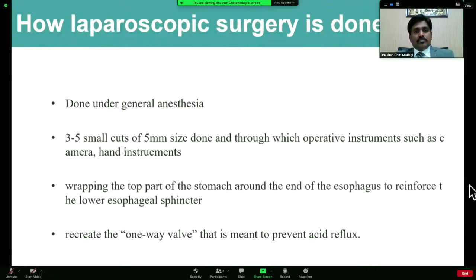Laparoscopic surgery is a very minimally invasive procedure, done through very small cuts, around 3 to 5 small cuts of approximately 5 millimeters. Through these, the surgeon puts instruments inside to operate, using a camera and handheld instruments. I'll show you a brief video of how it is done. What the surgery involves is that the valve that has become lax, we tighten it or reinforce it using a small part of your own stomach. This is like creating a one-way valve.